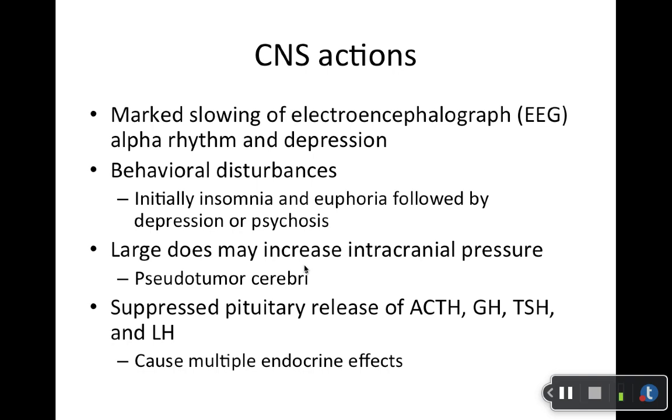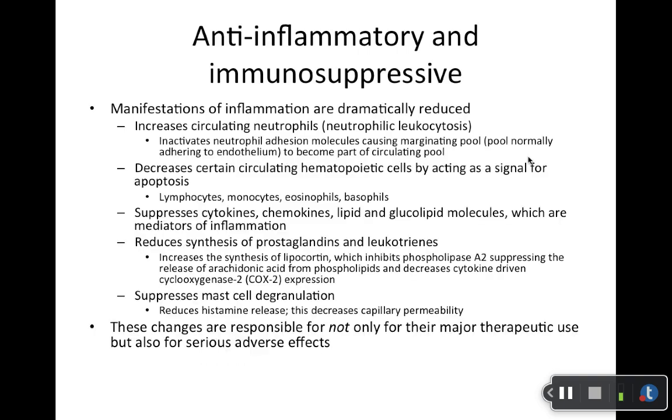CNS actions are also potential. Behavioral disturbances is a big one. These medications, these steroids, glucocorticoids, need to be used with caution in patients who have psychiatric conditions. It doesn't mean you can never use them, but with higher doses, longer term, you need to be mindful of the psychiatric implications, as well as maybe intracranial pressure. Go ahead and read through this. There are also some EEG changes, which may have an effect depending on what's going on with your patients.